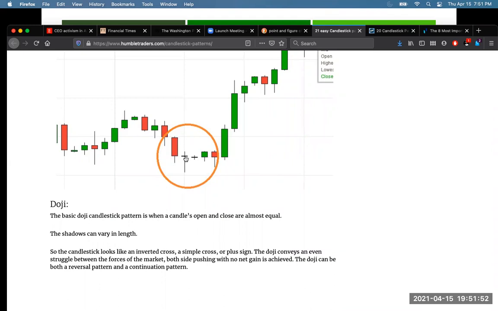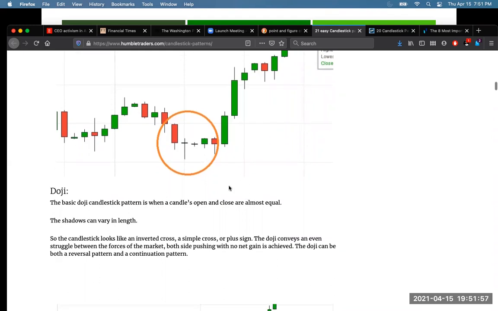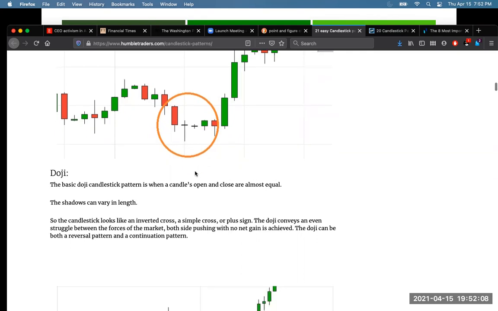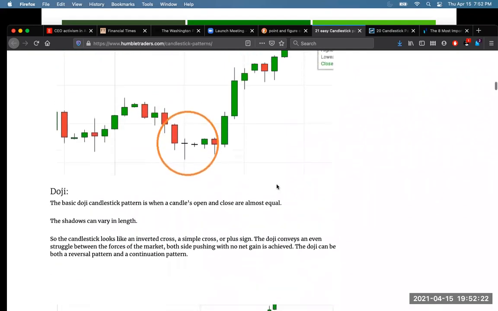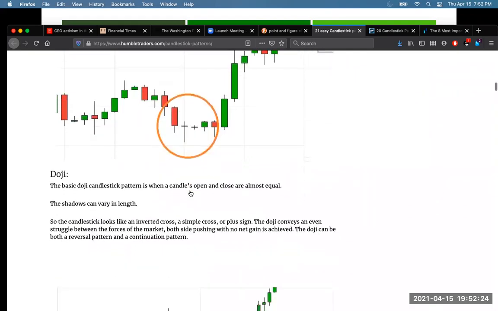The line in between tells you the entire day's range. A doji is where it closes essentially at the open. And so the shadow, or the day's range, can provide some insight. But for doji, they just kind of vary in length. So this looks like an inverted cross, or a simple cross, or a plus sign. But these are examples that they cherry-picked.